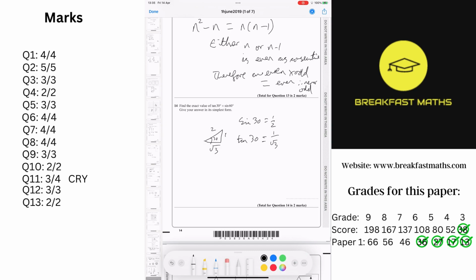Sine 60, if we do it the other way around, that's the 60. We can say opposite over hypotenuse, there we go. So we could say sine 60 equals root 3 over 2. So if we're trying to calculate these, we're going to say this here is these two times together, which is 1 and just a half there, because the root 3's cancel each other out.